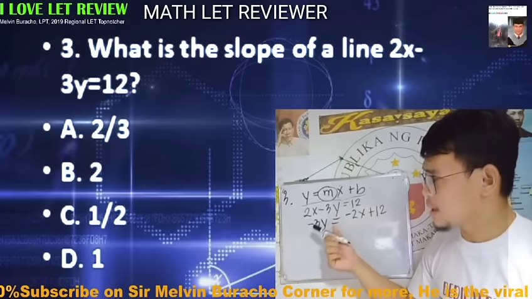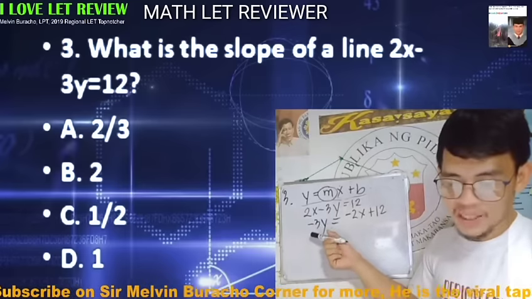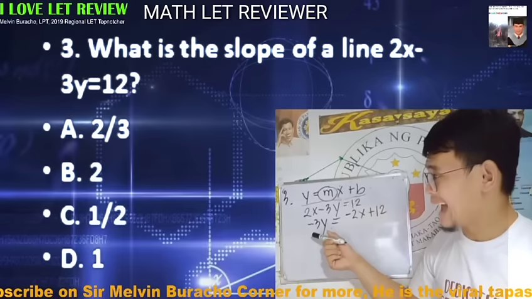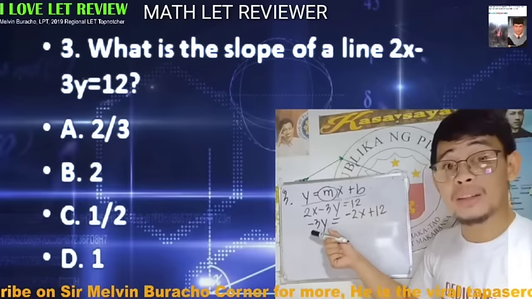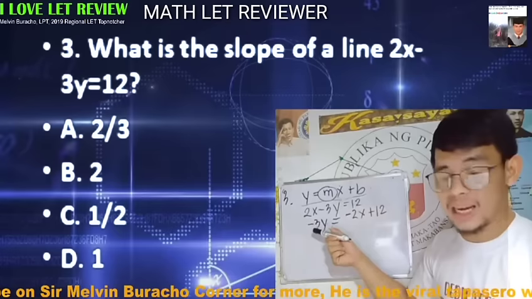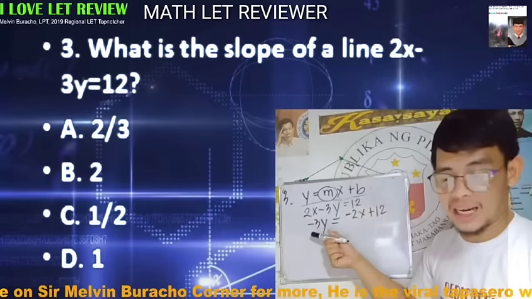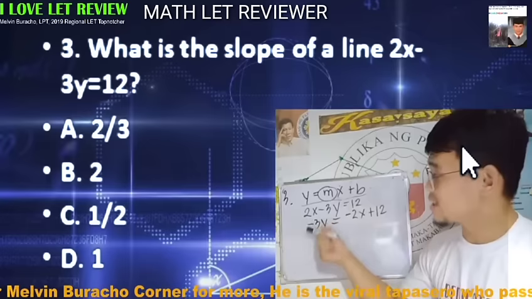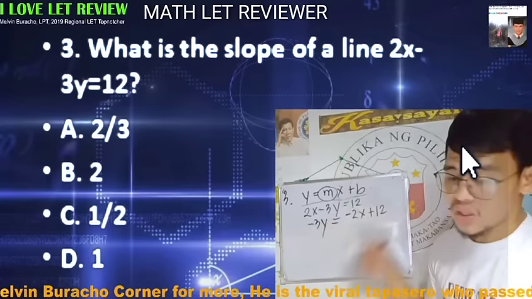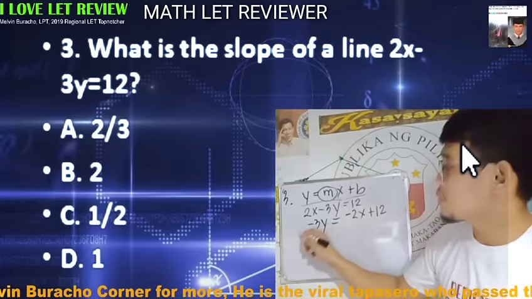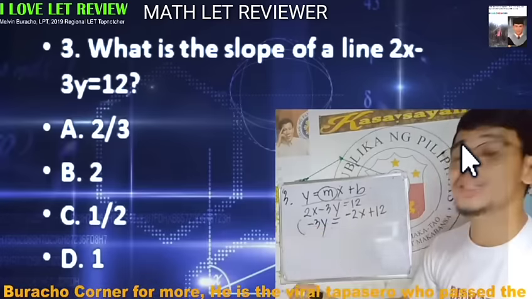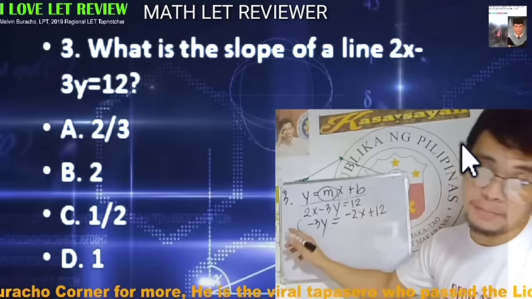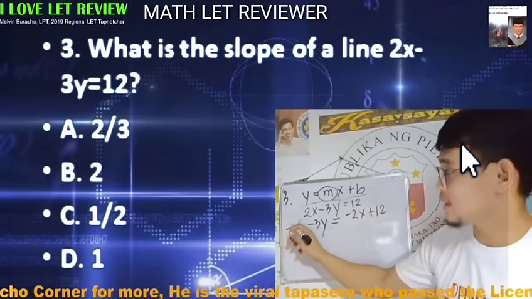But you cannot find the slope if this side here has a numerical term, no? Ito yung number 3. So, kailangan natin siyang kunin. So, what to do first? We have to make this first positive, okay? So, how to make this positive? We just have to multiply this one by what? Negative 1, positive 1? Negative 1, okay?